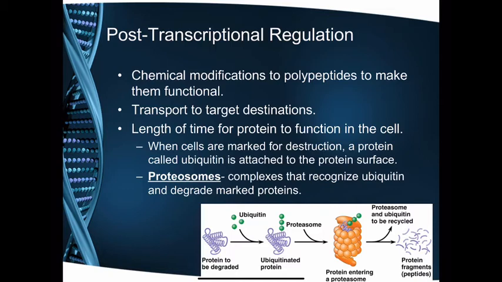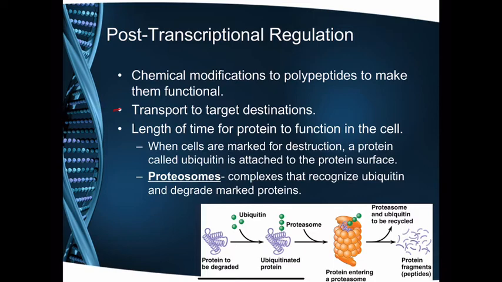A couple of other things: chemical modifications to polypeptides to make them functional. So some of these polypeptides have to have a sugar or something attached to them at the rough ER. And if that doesn't happen, then that polypeptide will not function. Target destination: if it doesn't reach its target destination, like if it's supposed to go to the liver cell but hasn't got to the liver yet, then it's not going to function properly. If it's supposed to be in the membrane, but we don't get it to the membrane, that's another way that it can be regulated. So regulation can happen at any of these steps.